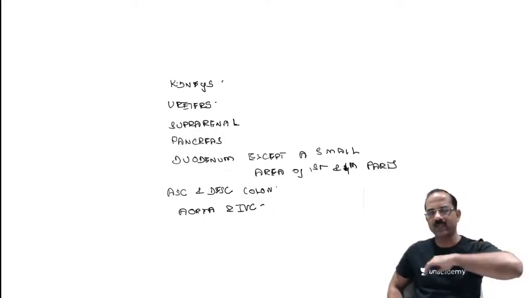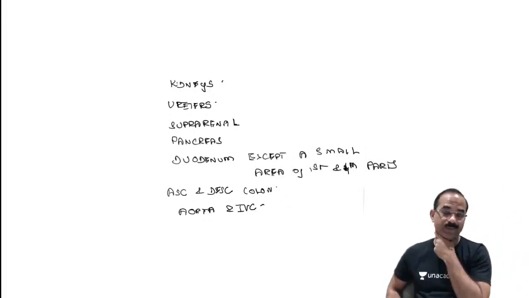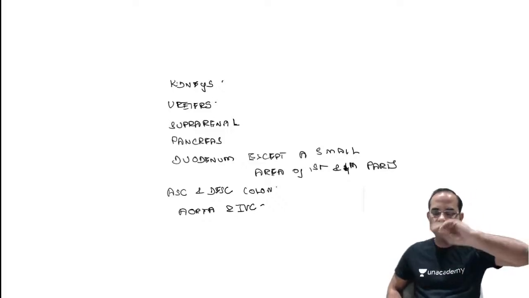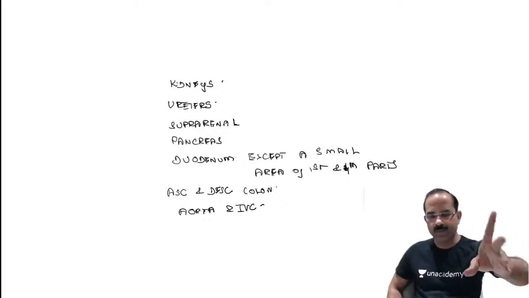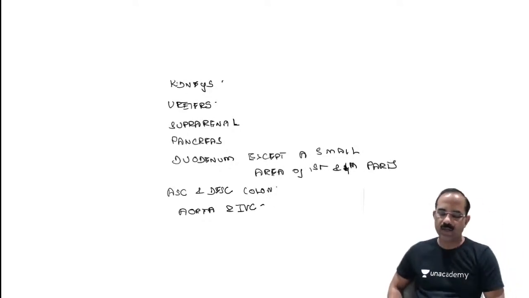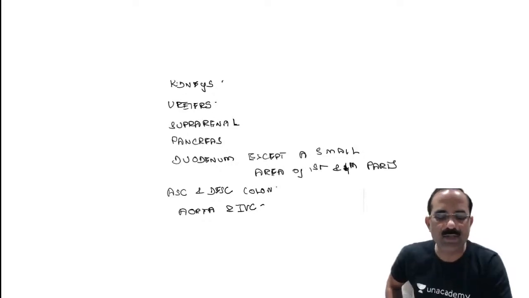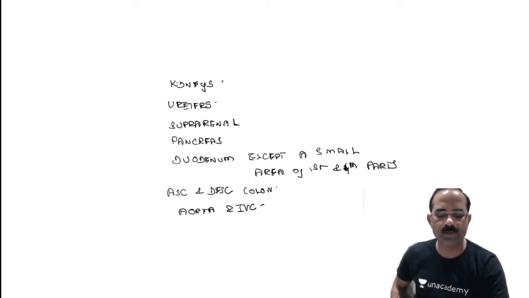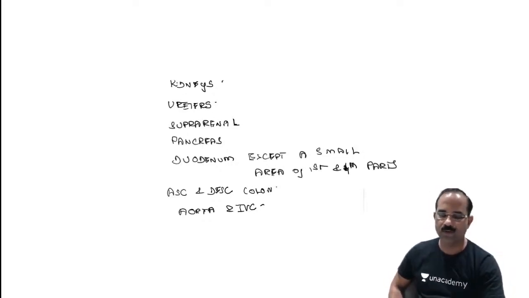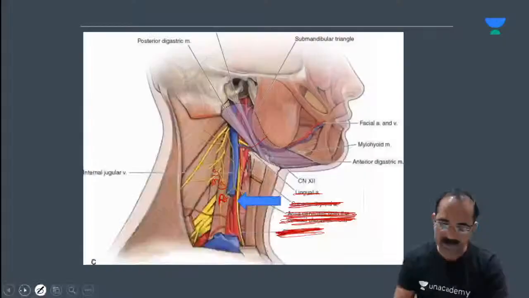Plenty of MCQs you get on this: retroperitoneal abscess, retroperitoneal hematoma, something like that. So you have to know this. So kidneys, the suprarenals, the ureters, the duodenum except a small area of the first and the fourth parts, the pancreas, ascending and descending colon, aorta and IVC. This is perfect, students. So this is the list of retroperitoneal organs. We come back to our MCQ.